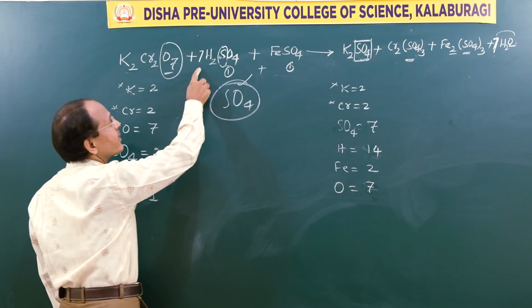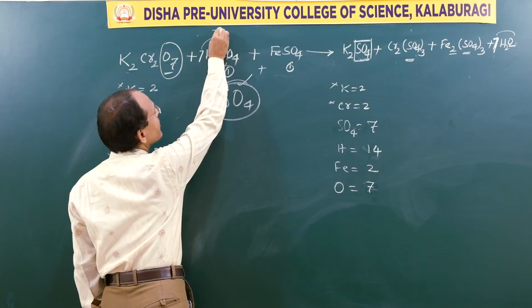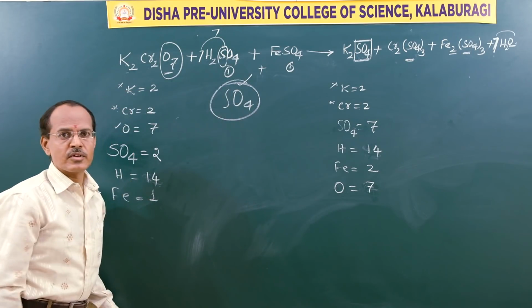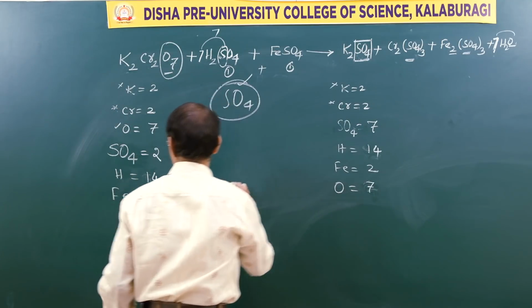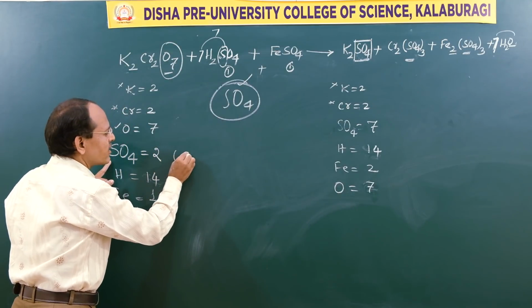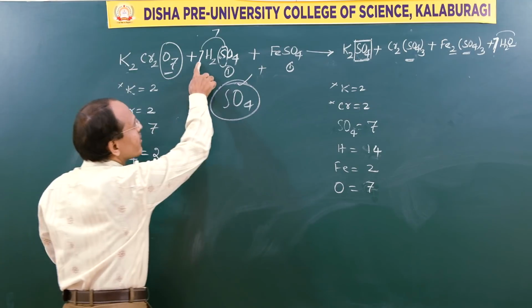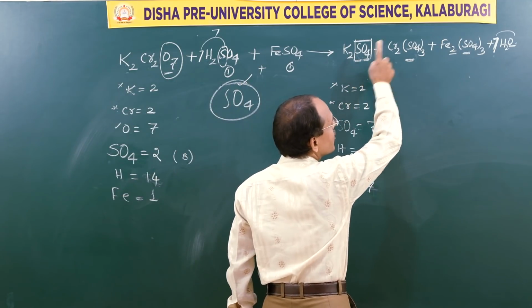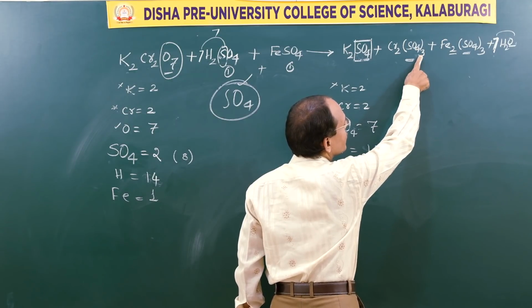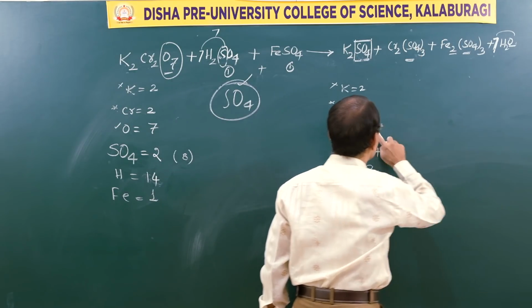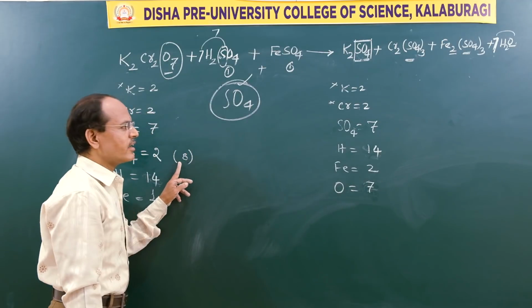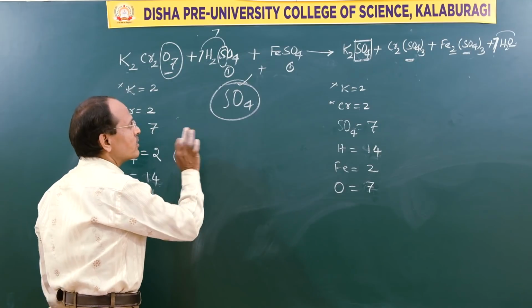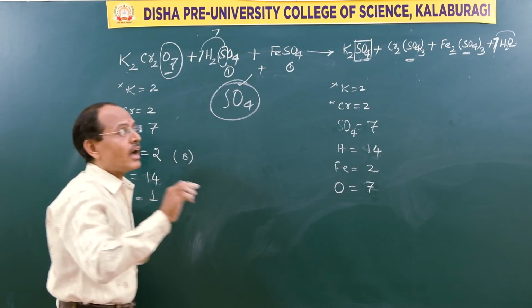What about the sulfate group? Here it is 7, here it is 1, 8. But here that means sulfate, I'll write in the bracket 7 plus 1, 8. But here 1 plus 3, 4 plus 3, 7. So that means here it is 8, there it was 7. So therefore now we'll go for iron.